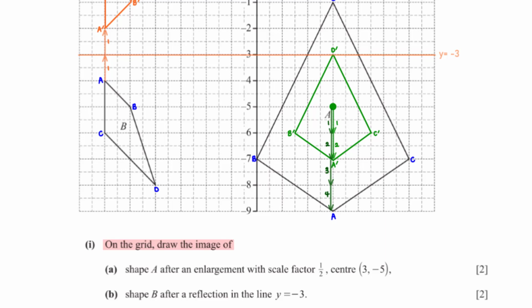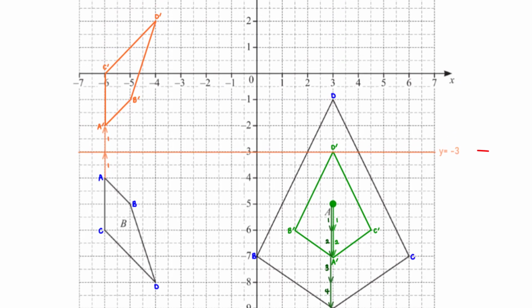On the grid, draw the image of shape B after a reflection in the line y equals -3. So first, we draw the line of reflection, which is y equals -3. Then from here, we need to reflect the vertices of shape B in the line y equals -3.